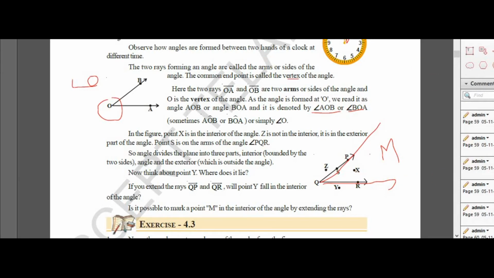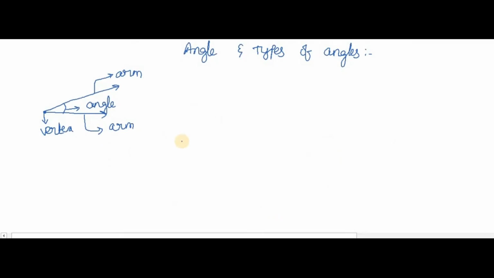Okay, now we will see, so that's what we also defined here. Arms of the angle are nothing but sides of the angle, and the common point is called the vertex, and this is the place where an angle is going to be formed for you. Okay students, now this is about your angle, and now you are going to know one more thing.